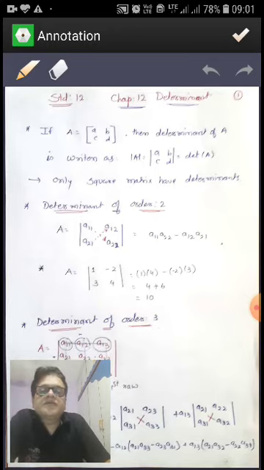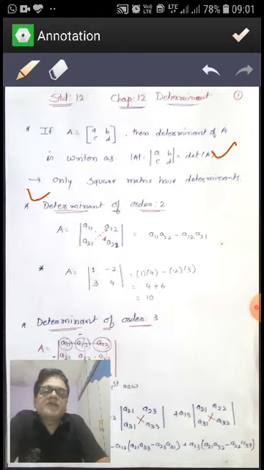Students, now we are starting chapter number 4, determinant. If matrix A is [a, b; c, d], then the determinant of A is written with the sign of two bars. It is not modulus, but it is the sign of determinant. So determinant A is equal to determinant [a, b; c, d]. We can write it as determinant A.